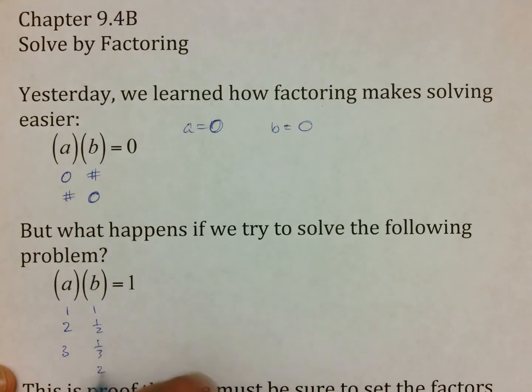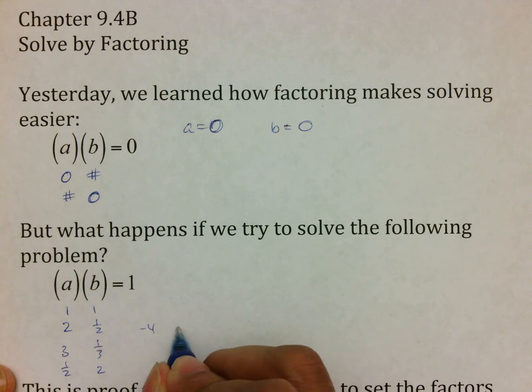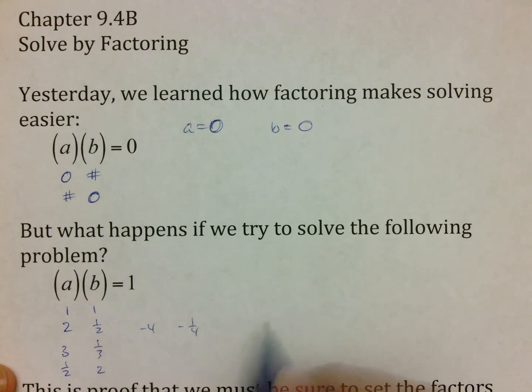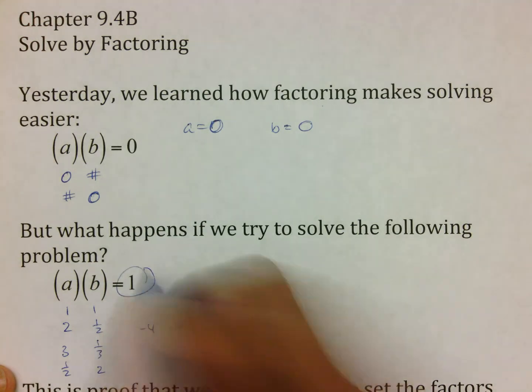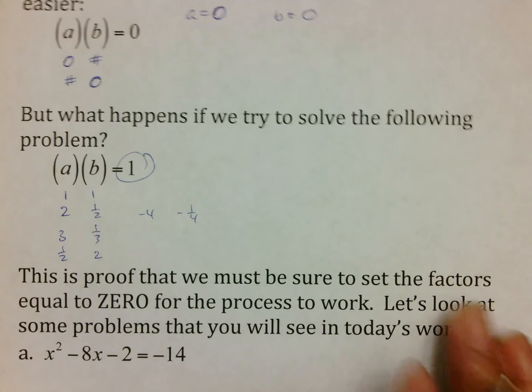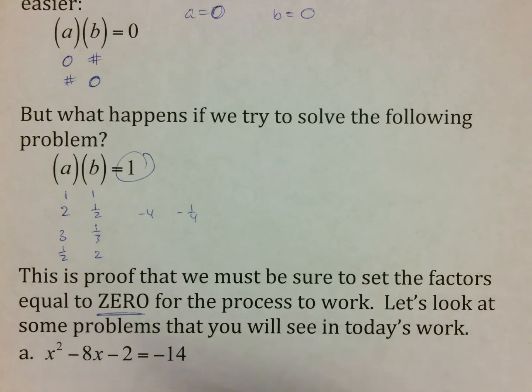Anything you want. If you put the 2 over here, you get a 1/2 over here. If you put a -4 over here, you get -1/4 going with it. Whatever it is, there are so many number combinations that work, that it does not work whenever there is a number. And so therefore, that is just proof. It's not a lot of proof, because we don't have time for all that, but that is proof that you have to make sure your factors equal 0.